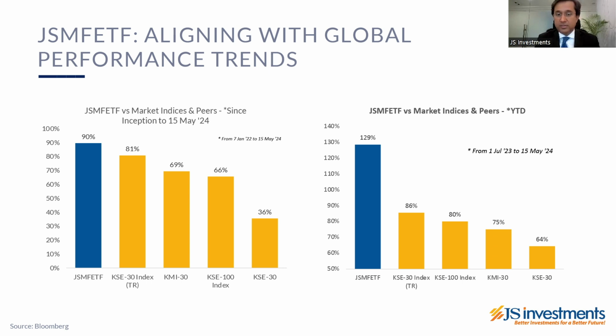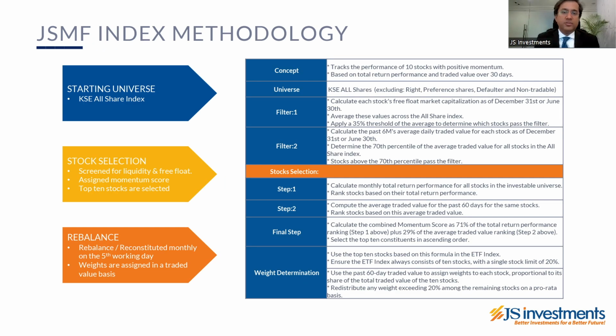And the next best return comes at around 86%, which is the KSE 30 Total Return Index. Outstanding performance. All right, moving on to the next question, which is extremely important and one of the most commonly asked questions, the queries that we receive from investors and potential clients: how do we construct our portfolio?